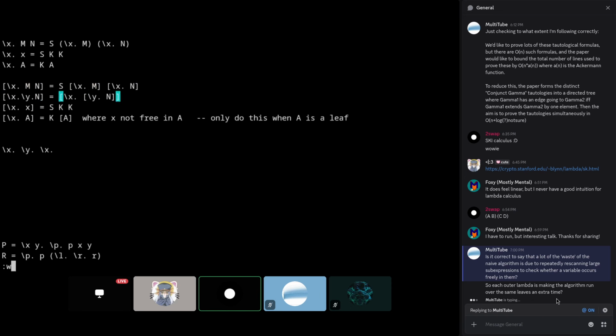Multitube says, so each outer lambda is making the algorithm run over the same leaves an extra time. Exactly. If there's like 5 binders on the outside and then a big tree, then each leaf of the big tree would have 5 binders applied to each individual leaf. So you get like multiplication between the amount of binders and the amount of leaves.